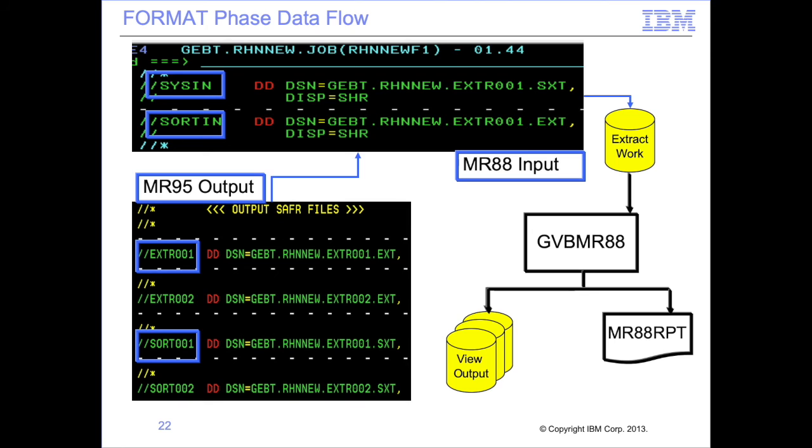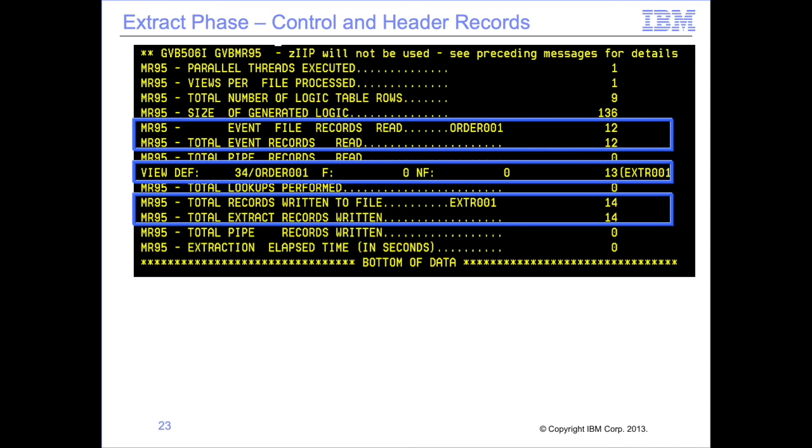The format phase engine of GenevaERS requires a pair of files that are produced in the extract phase, the EXT and the SXT files. The EXT file contains the actual extracted data in the special SAFR internal format. The SXT file contains sort statements on how to sort the outputs. GenevaERS uses a sort utility before performing the aggregation and format functions.